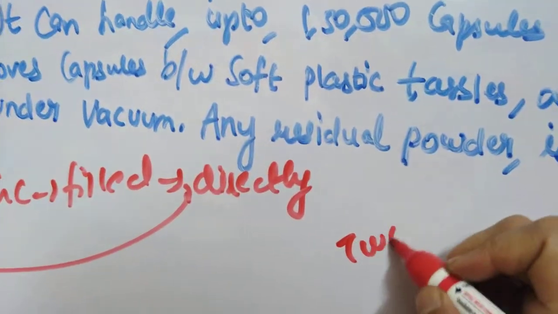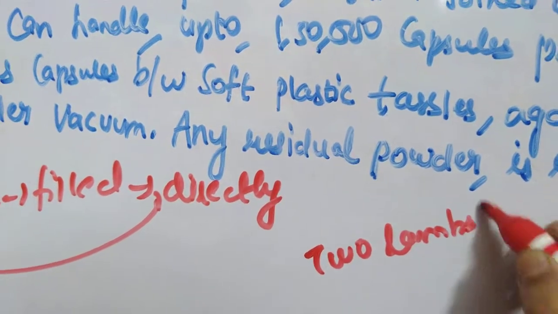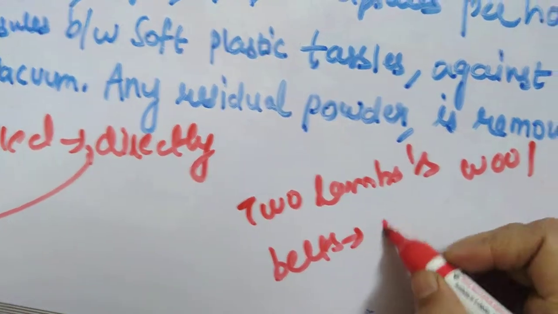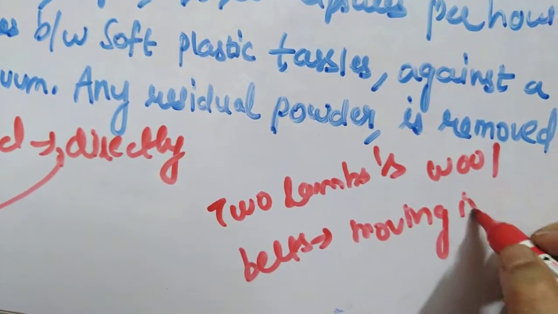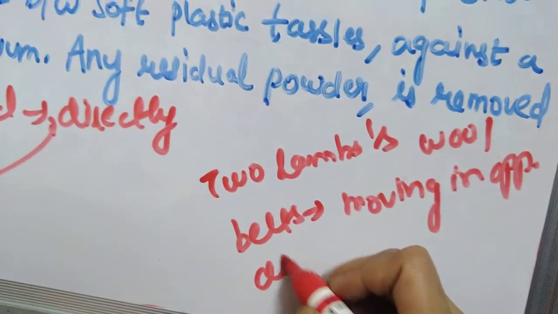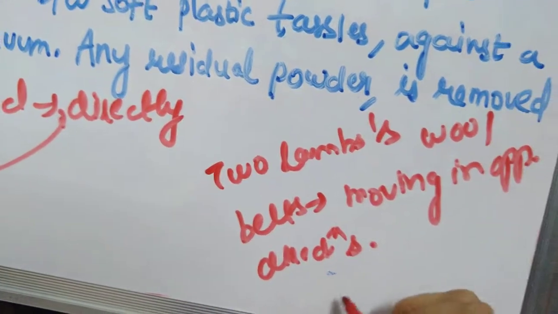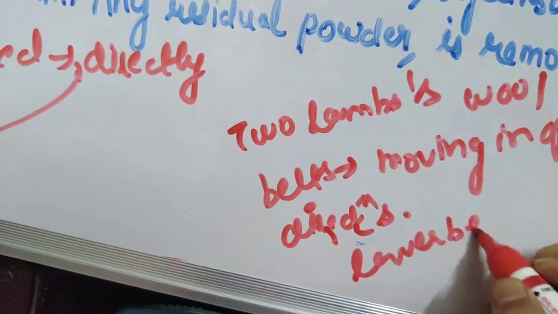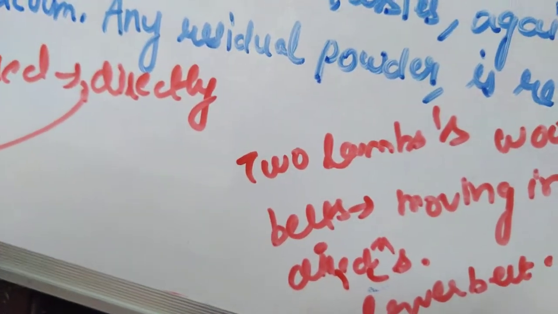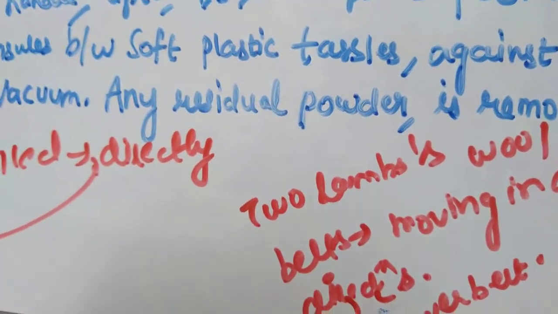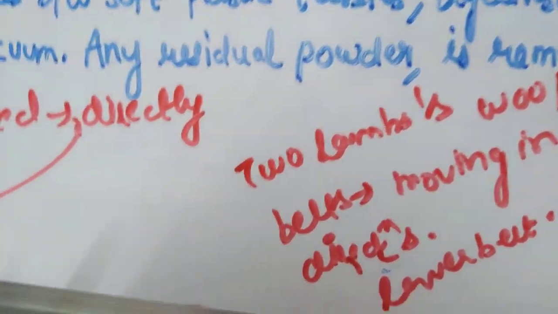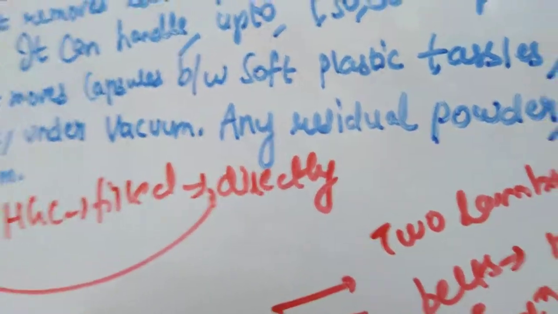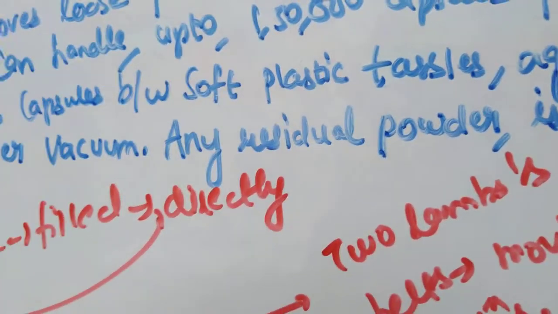It consists of 2 lambs wool belts which are moving in opposite directions. The capsules are carried on the lower belt, and both the belts are under suction, that means under pressure. So the capsules are on the lower belt, with 2 belts moving in opposite directions, and both belts are under suction. So this is with your PM60.